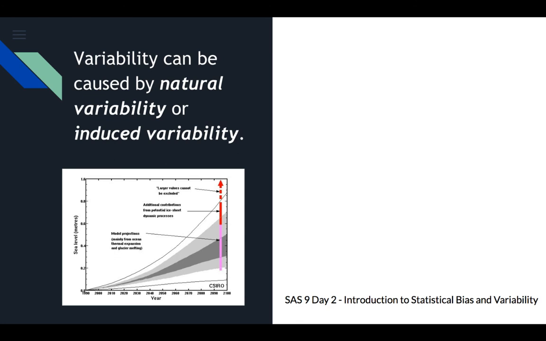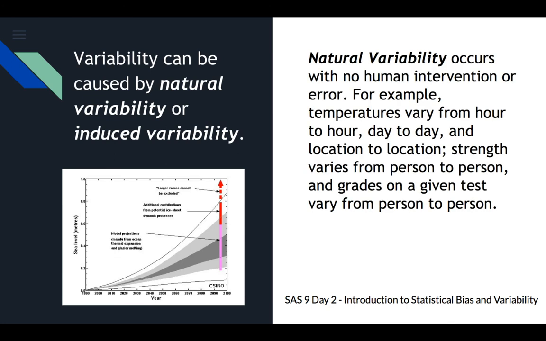So variability can be caused by natural variability or induced variability. Natural variability occurs with no human intervention or error. For example, temperatures vary from hour to hour, day to day, and location to location. Strength varies from person to person, and grades on a given test vary from person to person. There's nothing we can do about that. Some people are gifted, some people are not with strength or intelligence.